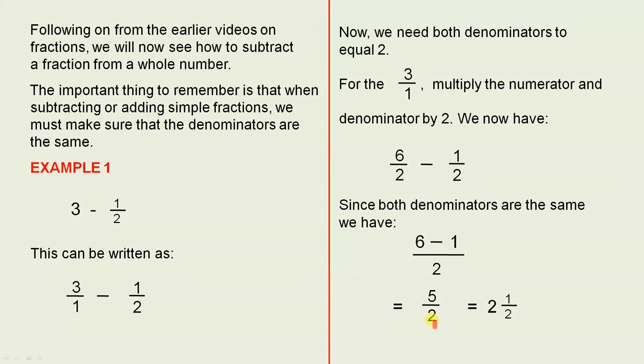Now in the earlier videos on fractions, we saw how to change this improper fraction to a mixed number. 2 into 5 goes 2 and 1 left over, so it's 2 and a half.